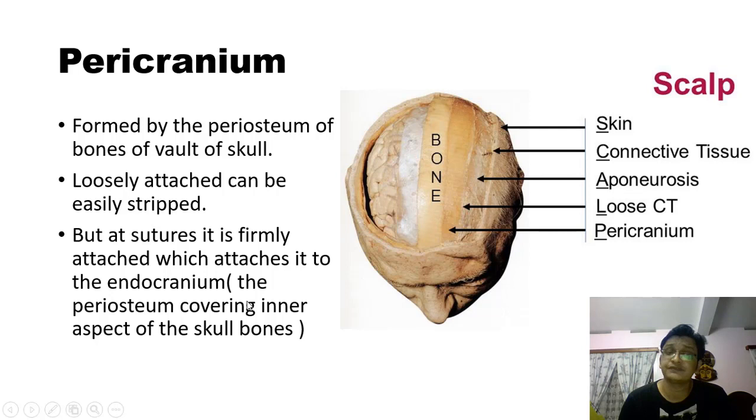But at the sutures it is firmly attached, which attaches to the endocranium. That means this, see the cursor, is the bone layer, and just above the bone is the pericranium. So what is the endocranium? Below this external part, the layer below the cranium which covers the inner side is called the endocranium. So wherever the sutures are connected, this pericranium is firmly attached from the external part to the internal part of the skull.